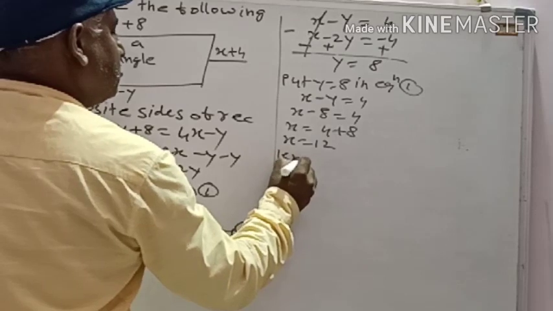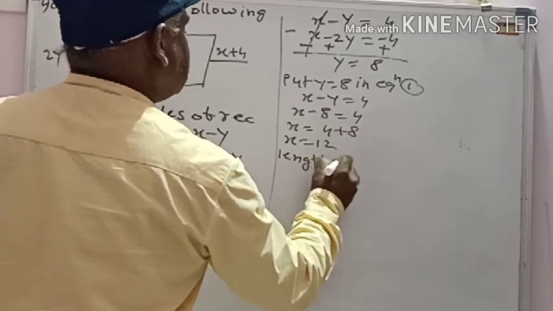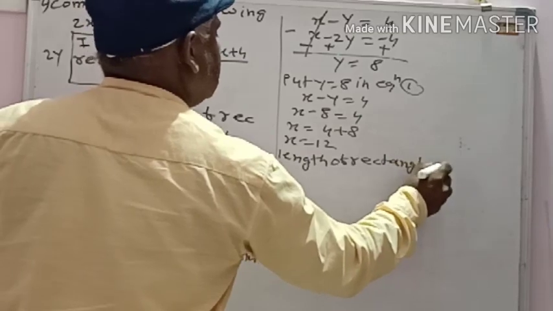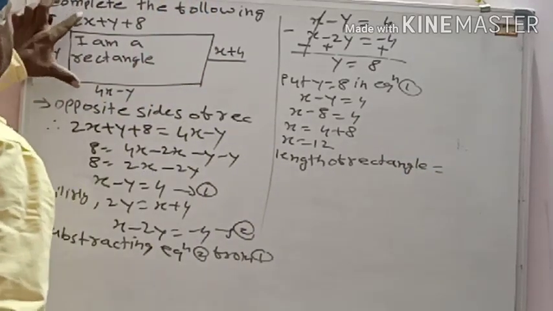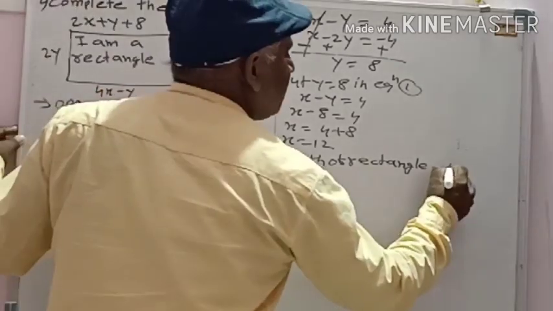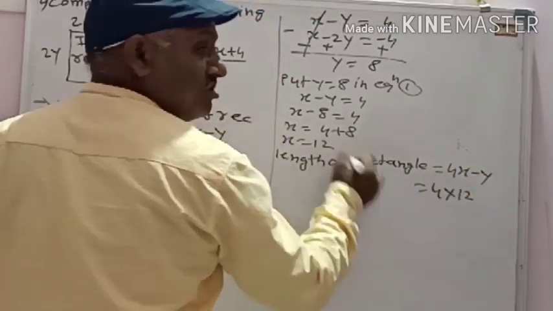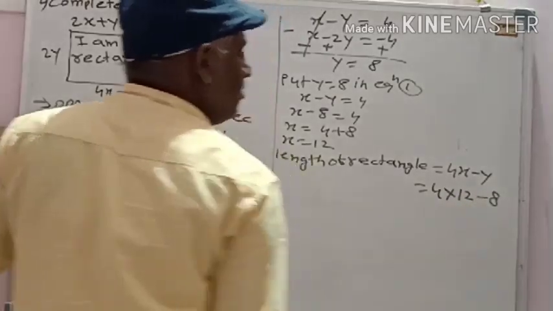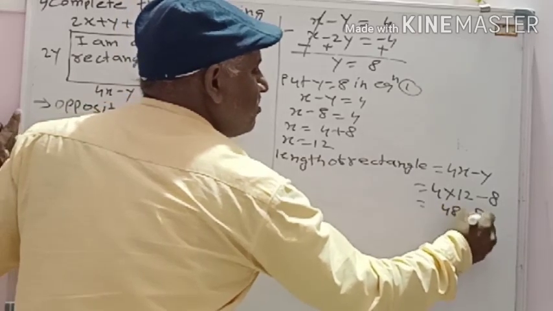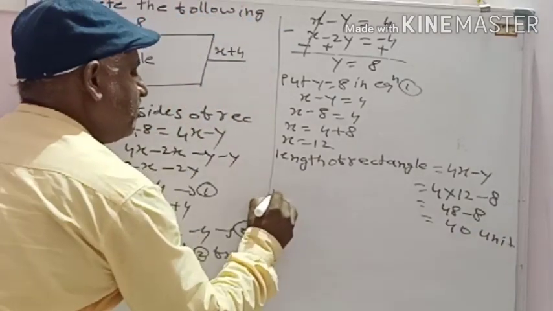Therefore the length of the rectangle is equal to, take any of these, 2x plus y plus 8 or 4x minus y. I take 4x minus y, which is 4 into 12, x value 12, minus y value 8. 4 twelves are 48, minus 8, 48 minus 8 is 40 units. That is the length.